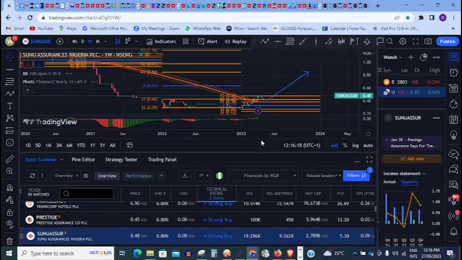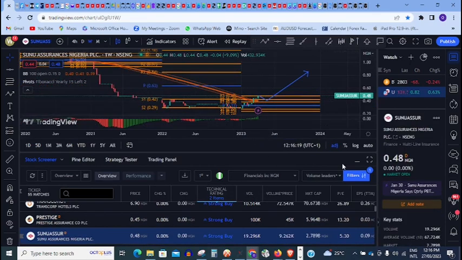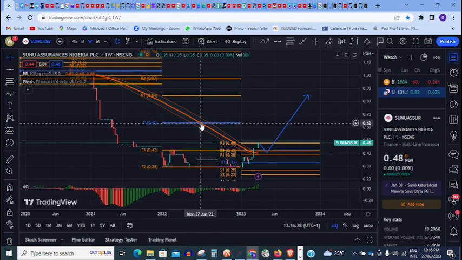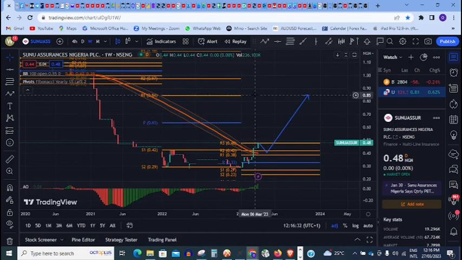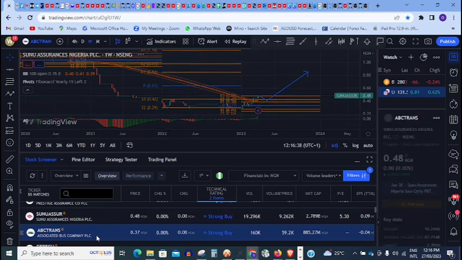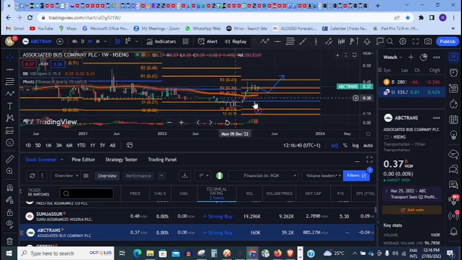Sun Assurance, okay, this is still valid. You can get entry at 40 kobo, then profit target at maybe 63 kobo, or market can get to 85 kobo before the end of the year. ABC Transport, good entry at 34 kobo, then target profit at 47 kobo.